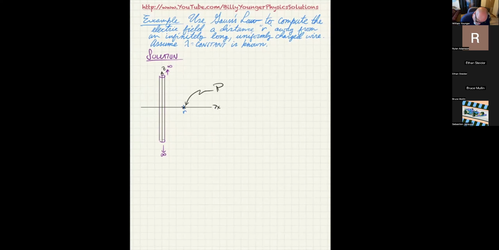Okay. So what I'm going to do is choose a Gaussian surface such that the left-hand side, which is the closed integral of E dot dA, becomes just E times an area, and the right-hand side is Q enclosed over epsilon naught. So I'm going to draw a Gaussian surface, and here's my Gaussian surface.